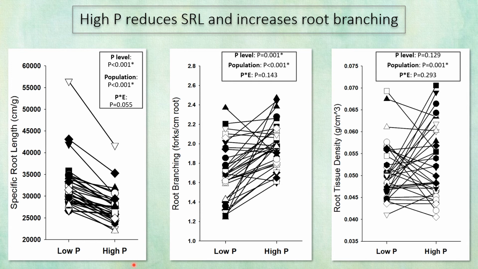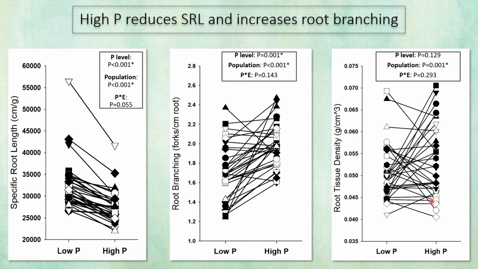For root functional traits, I found that higher phosphorus led to a reduction in SRL, which is in line with the idea that under high phosphorus conditions, plants should express root traits with reduced absorptive capacity, which is lower SRL. I also found that higher phosphorus led to an expression of higher root branching. This seems contrary to the idea that under high phosphorus, plants should be expressing reduced absorptive capacity traits due to the high availability of phosphorus, and that should be lower branching.